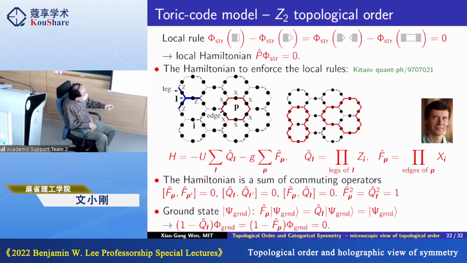Then we have a Q term. This Q term is a product of Z operators around each vertex. You can see for each vertex, there are 3 links attached to it, so there are 3 Z operators multiplied together. So this is a product of 3 Z. What this operator does is the following: because the Hamiltonian has this U Q term, where U is big, with a minus sign, the Hamiltonian says that Q must be equal to 1 for the ground state.